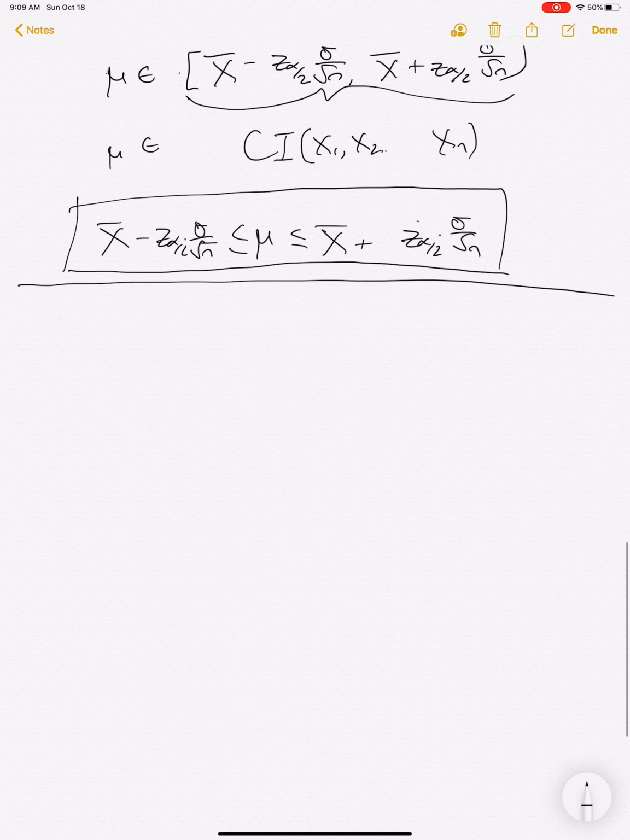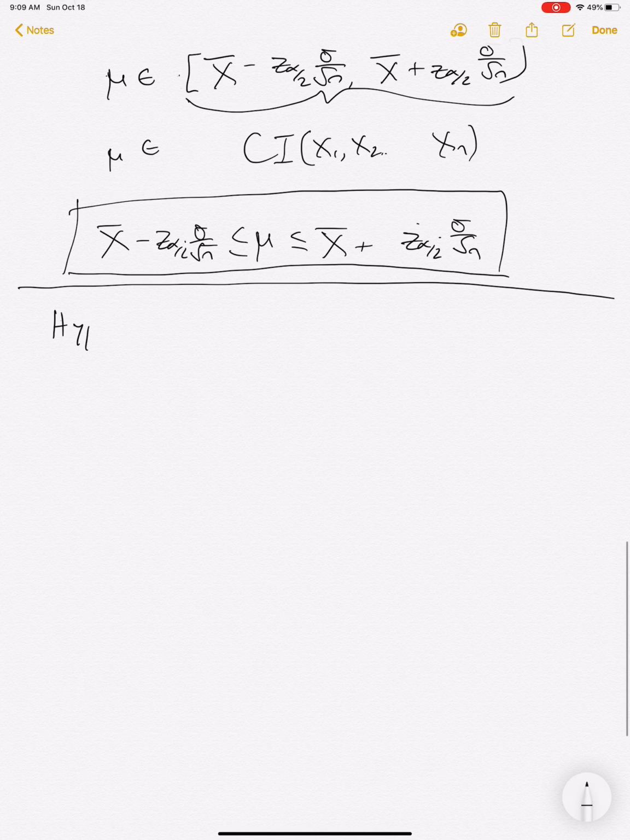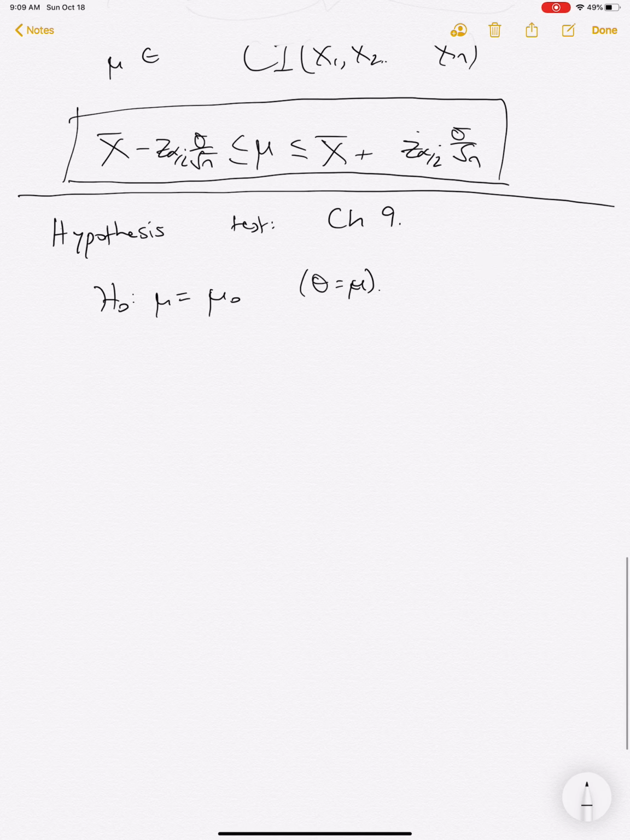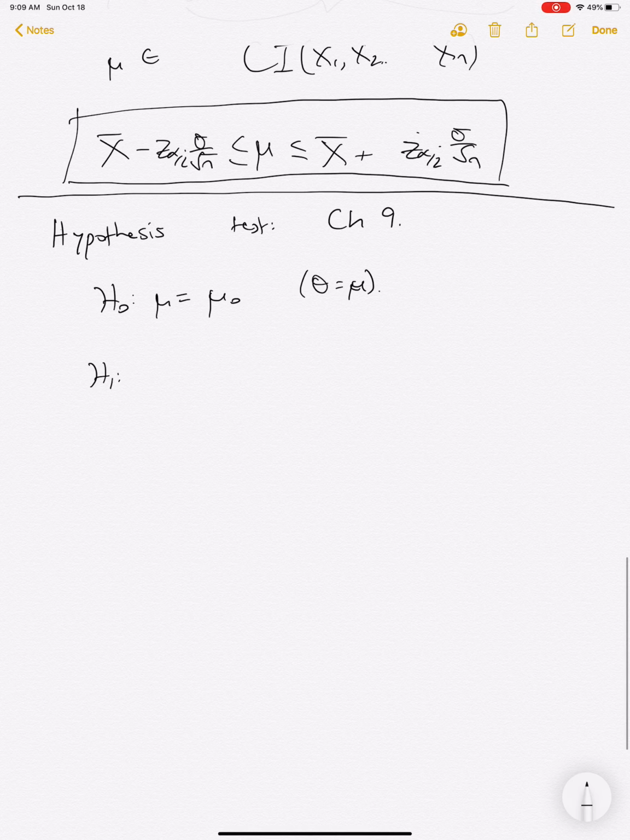Now let's look at hypothesis testing, which is what we've done in chapter 9, and we're going to connect these two. So this is in chapter 9. We have our H naught, which is mu equals mu 0. Here theta equals mu. We're going to use the composite alternative, mu not equal to mu 0. Remember, this is the two-sided alternative.